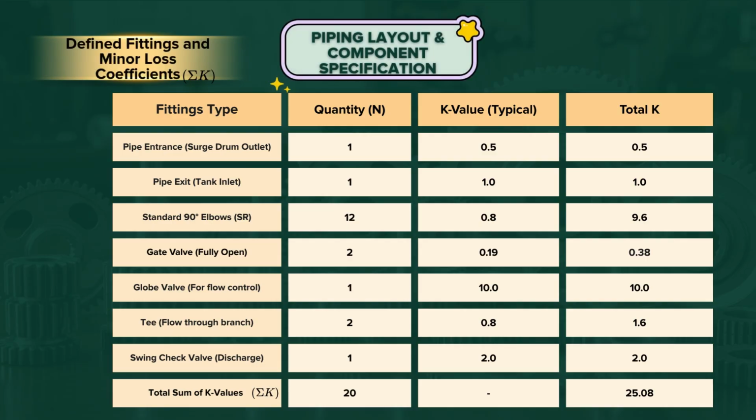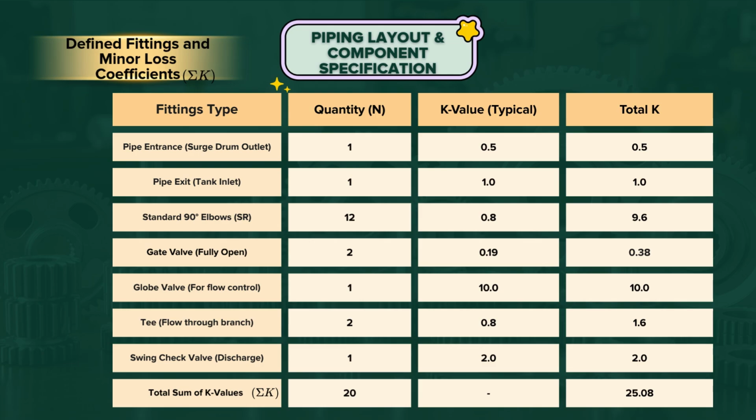Resistance contributed by fittings, minor losses, is defined using dimensionless resistance coefficients, K values, to simplify calculations for turbulent flow. This table shows defined fittings and minor loss coefficients. Fitting type: pipe entrance, surge drum outlet. Quantity needed is 1, K value 0.5, total K 0.5. Pipe exit, tank inlet, quantity 1, K value 1.0, total K 1.0. Standard 90 degree elbows, quantity 12, K value 0.80, total K 9.6.